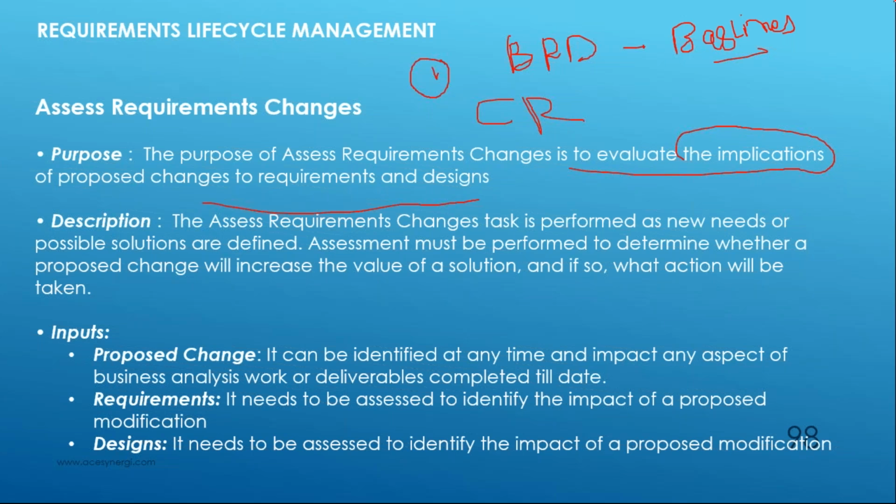So the assess requirement changes task is performed as a new need or possible solutions are defined. Assessment must be performed to determine whether a proposed change will increase the value of a solution. If so, what action will be taken? The action can be accepted for implementation, it can be deferred, or it can be rejected. Those are the things. So what are the inputs that you get for this particular task?